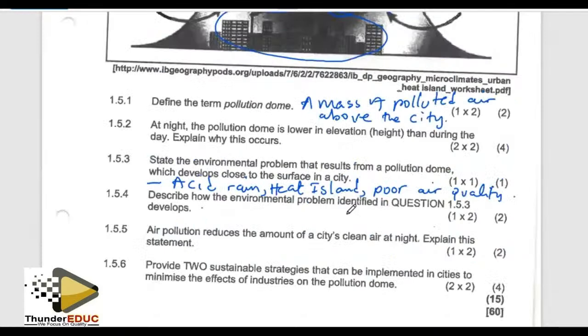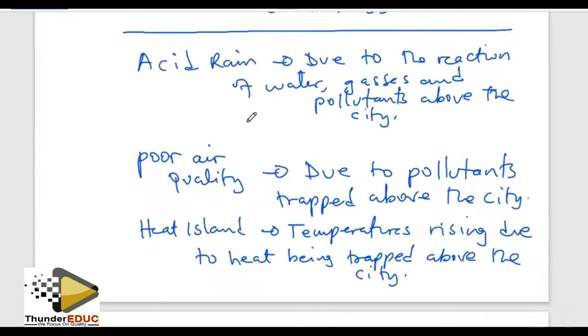1.5.5, air pollution reduces the amount of clean air in cities at night. Explain this statement. 1.5.5.